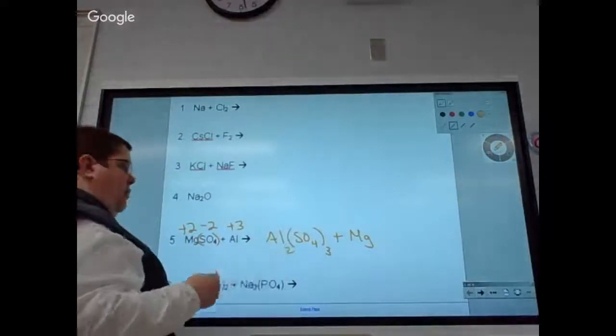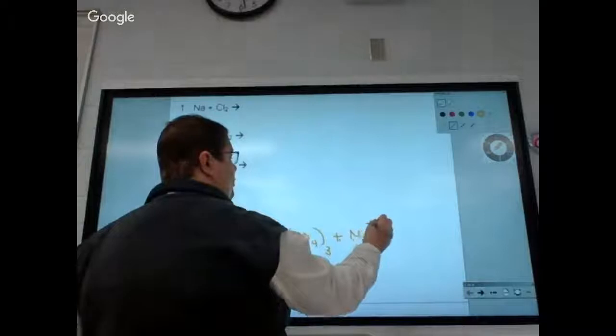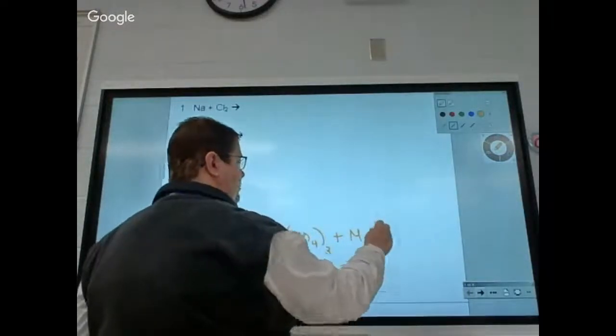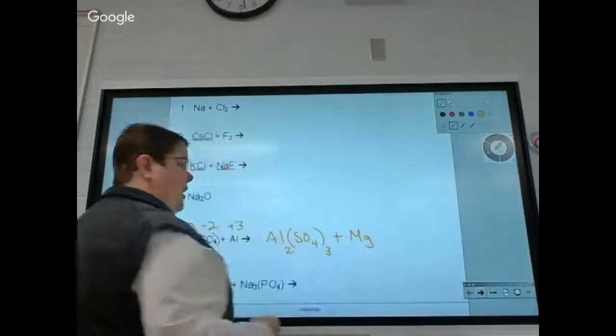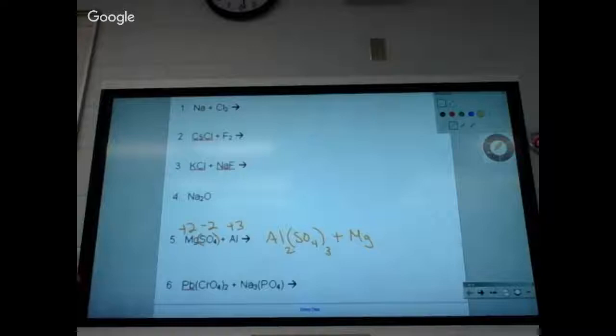Is Mg one of the 7 diatomics? So you don't do anything to it. A lot of people like to say, oh, it has a +2, and they want to bring that 2 straight down. We can't do that. Mg is an element by itself. Is it one of the 7 diatomics? No, it gets absolutely nothing.